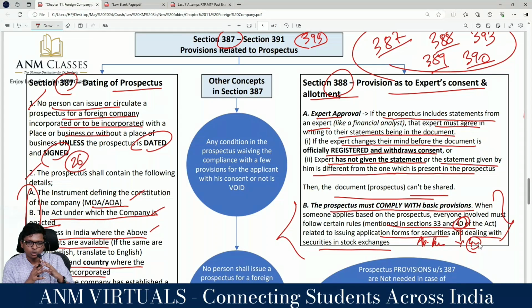Anything new, guys? No. Even if you don't read section 388, it's fine. It's the same as what you know. Clear, guys? So nothing new we learned today. Only one new thing, sir. In this whole last 10 minutes, what is the key thing I should take home, add to my Gen Z rocket notes? What is it?